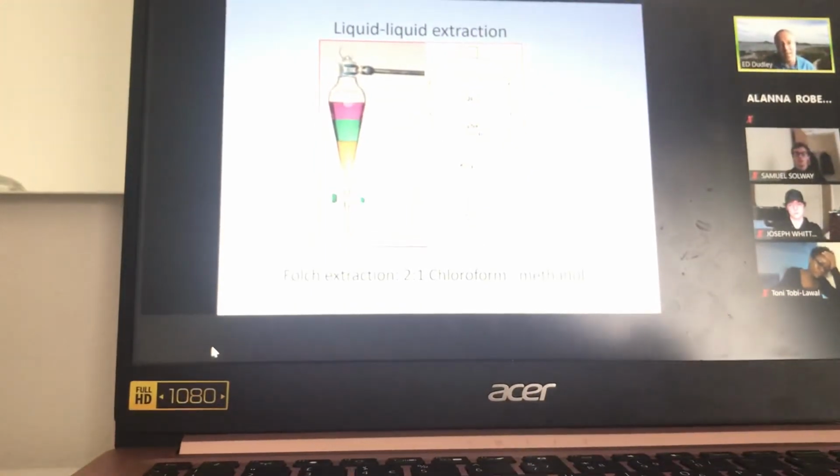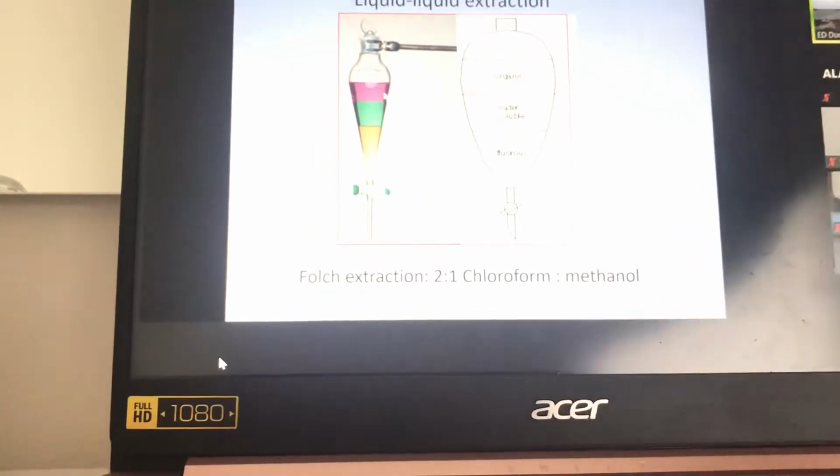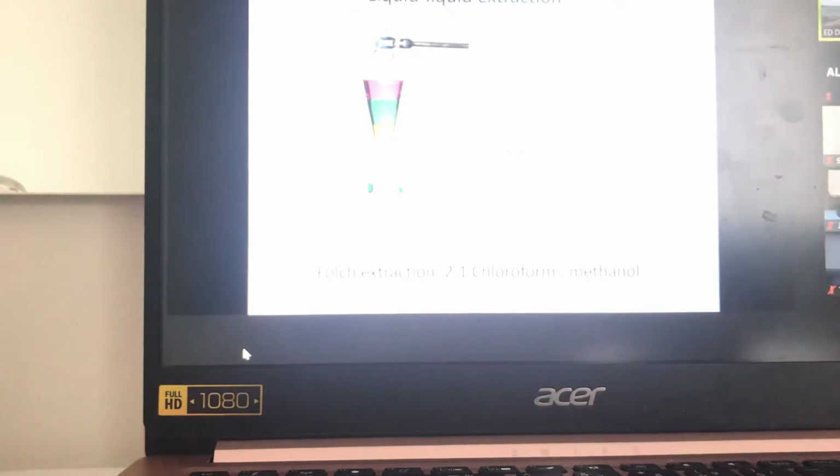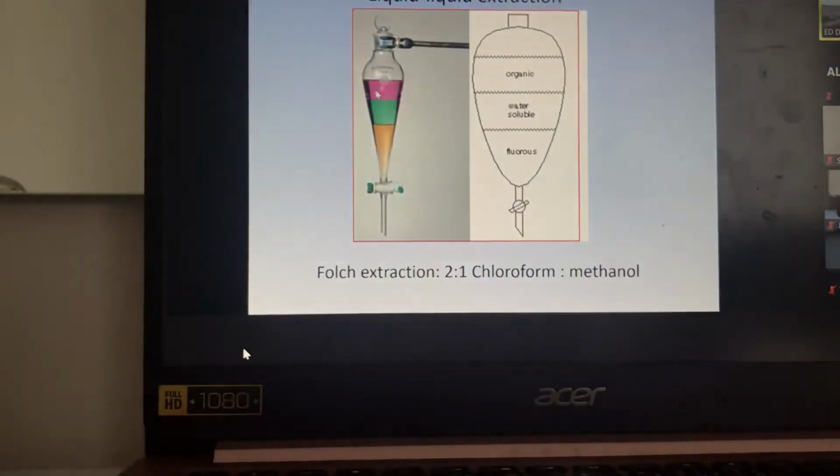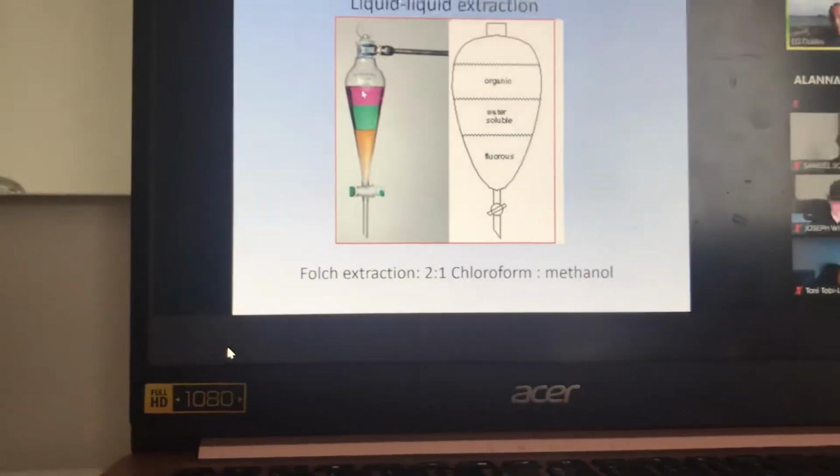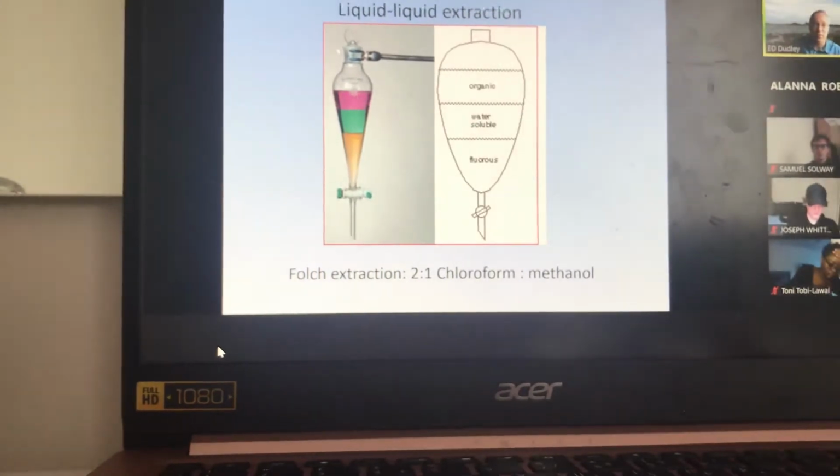And as they separate, anything that's more soluble in the organic phase, like fatty acids, will move from the water-soluble phase into the organic phase. You can take the organic phase off, and you just remove the fatty acids. They'll partition into the organic phase. It's a very quick, easy method of extracting lipids from biological materials.